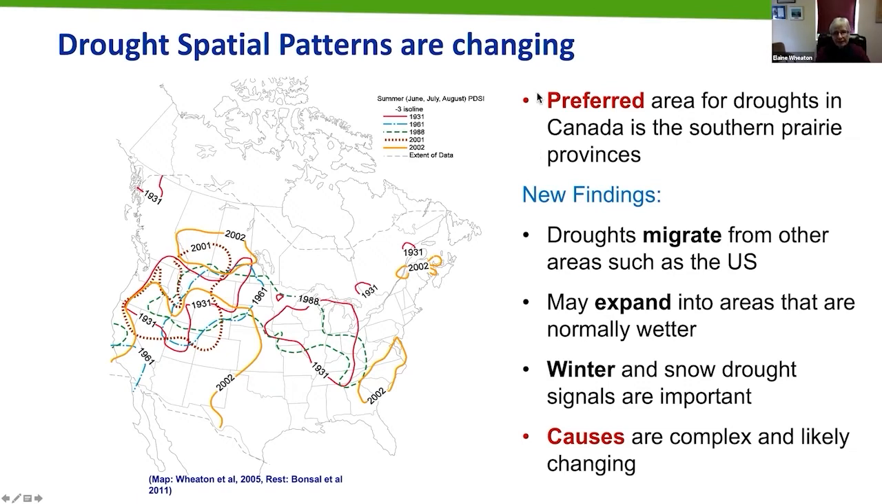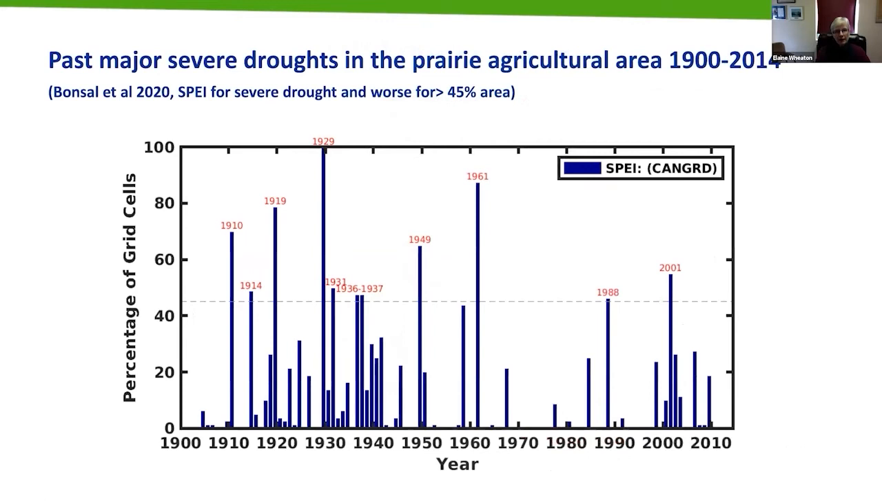So we've recently done a lot more work looking at the patterns of the very major severe droughts in the prairie agricultural region for a very long time period, as you can see here. So, by the way, we've also looked at the life cycle of drought: when they start, their growth, their persistence, and their termination. Okay, so this is for the prairie agricultural region. We've picked out 10 major droughts here, very major.